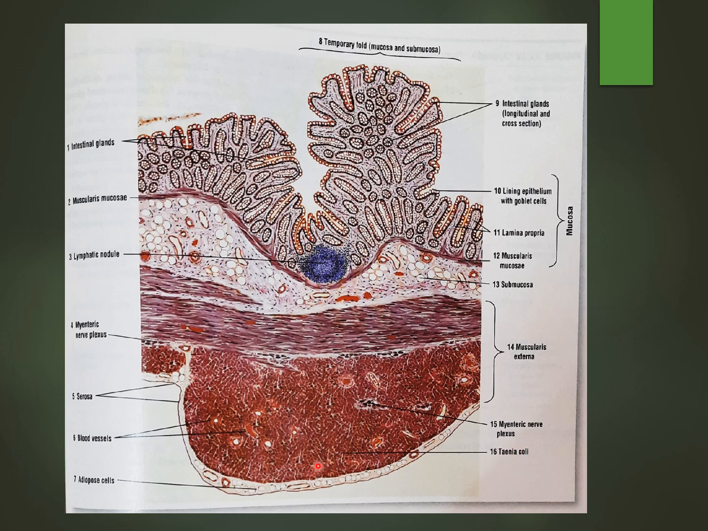And next is the serosa. Serosa is the outermost covering of the large intestine. It consists of connective tissue as well as fat cells or adipose cells. Then it is covered by a layer of peritoneum which is lined by simple squamous epithelium, and then it is called mesothelium.